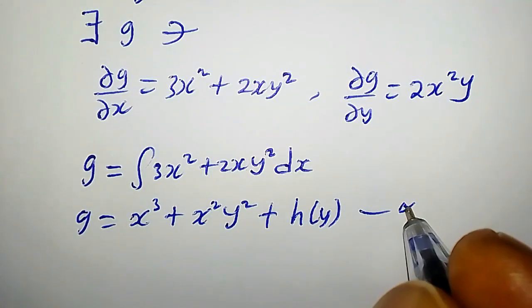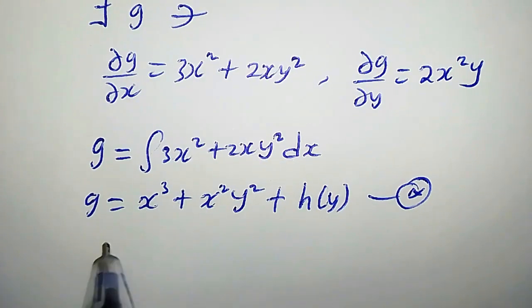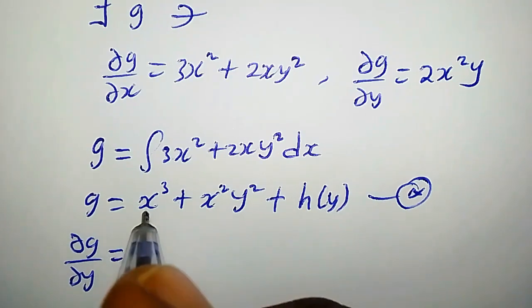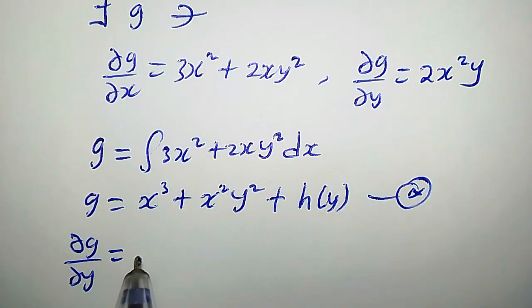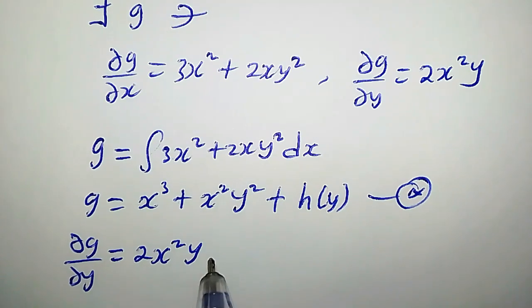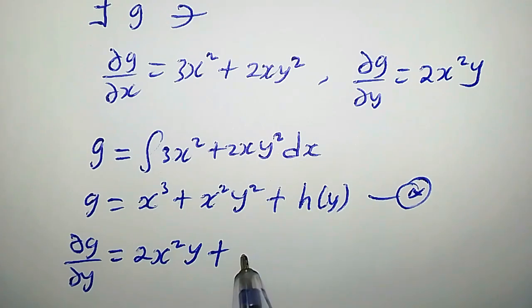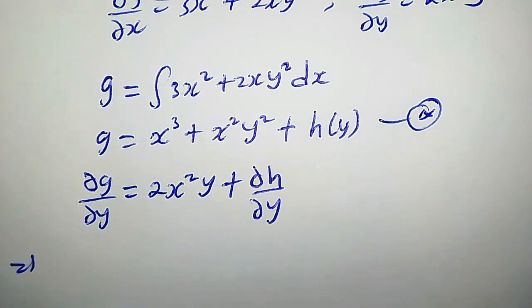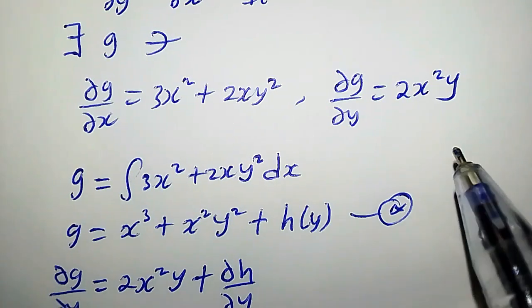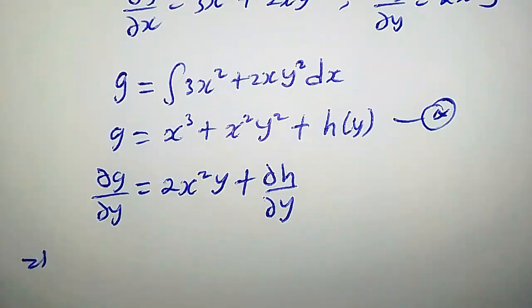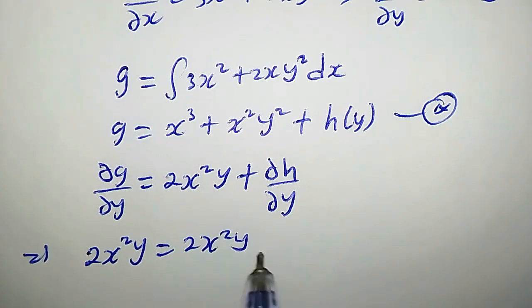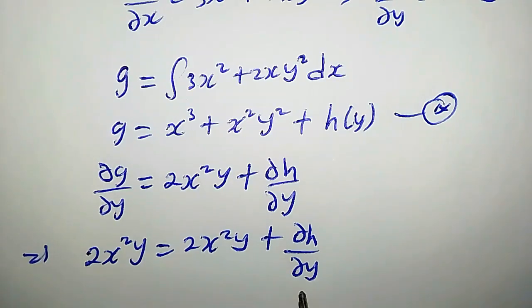Let's call this star. The next thing is to differentiate this function with respect to y. So that will be partial g partial y equal to, differentiating x cubed with respect to y, that is 0. Differentiate this with respect to y, we have 2x squared y, plus differentiate h with respect to y, that is partial h partial y. This means that, what is partial g partial y? That is exactly 2x squared y. So we have 2x squared y equal to 2x squared y plus partial h partial y.